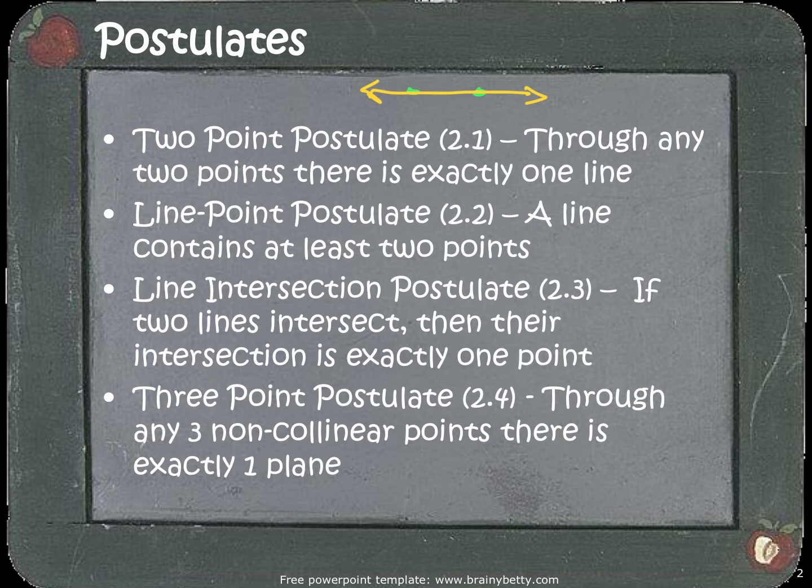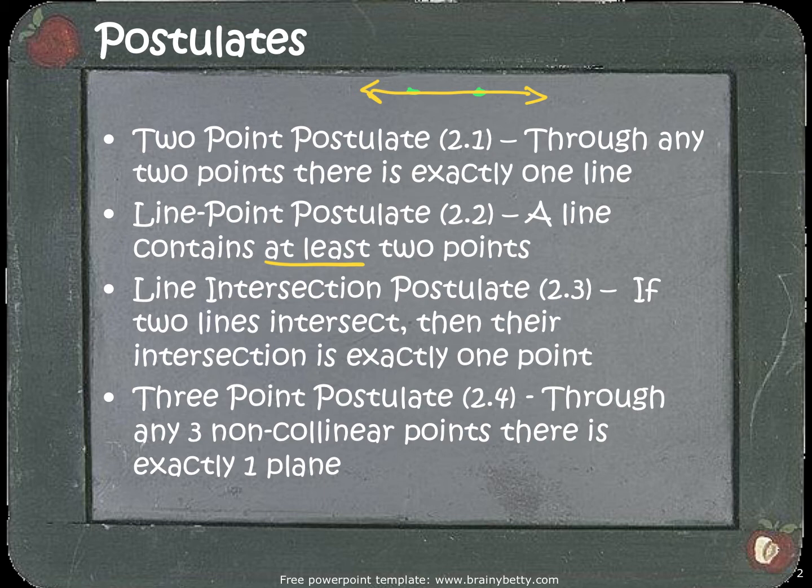The next one is called the line-point postulate. And this one states that a line contains at least 2 points. So it needs a minimum of 2. And we learned this in chapter 1. When we named a line, we had to always name it with 2 points. So again, at least. You can have more than 2 points on a line, but all you need is at least 2 points to name a line. And that's the line-point postulate.